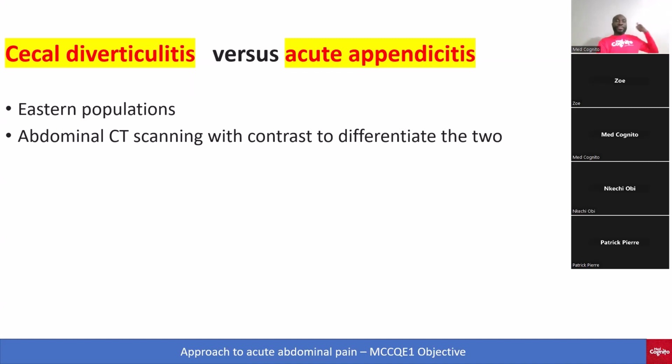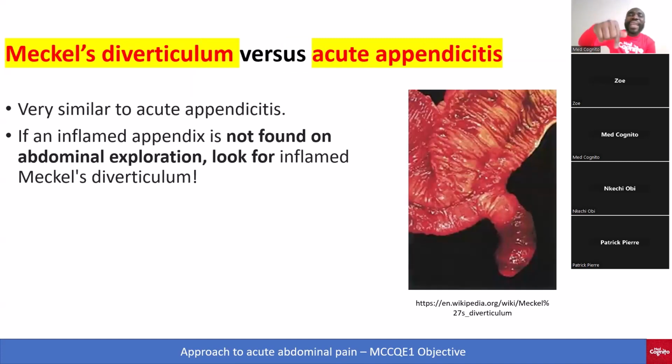Good. Next differential, Meckel's diverticulum. That was what we saw in the questions there. Meckel's diverticulum is very similar to appendicitis. But the issue is that when you do an exploration, when you do a surgery, the appendix looks perfectly normal. If you get that in your board exam, the next diagnosis which should come into your mind should be that this patient may have a Meckel's diverticulum, which has become inflamed.